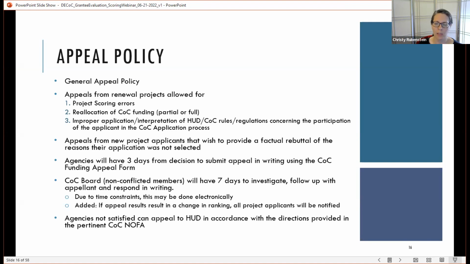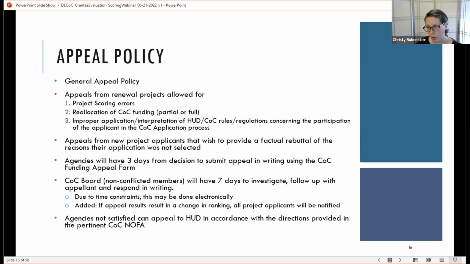Appeals from new project applicants are really limited to providing a factual rebuttal of the reasons their application was not selected. As part of the notification process, the CoC will tell any rejected applicant why they were rejected, so they can rebut those facts if they believe them to be not the case. Agencies have 3 days from decision to submit an appeal in writing using the CoC funding appeal form. And then the board has 7 days to follow up, to investigate, to meet, to discuss, and then to follow up with the agency in writing.